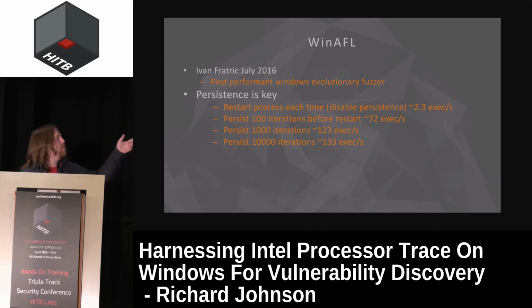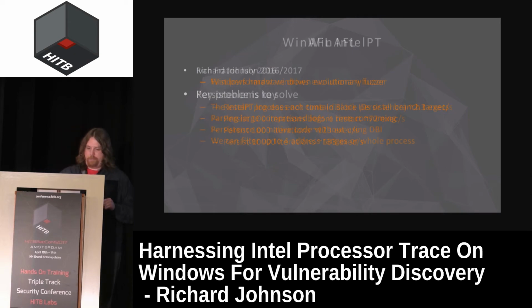Now, if we enable persistence mode, then we get a much healthier 72 executions a second, and that kind of tops out somewhere around 1,000 iterations, just over 100 executions a second. So this is good performance. It's not quite where we're at on the Linux side with being able to do source instrumentation, which might be triple or up to 5 times that speed or so, but it is quite good. And really just the key takeaway here is that persistence is the key, particularly if you're using DBI.